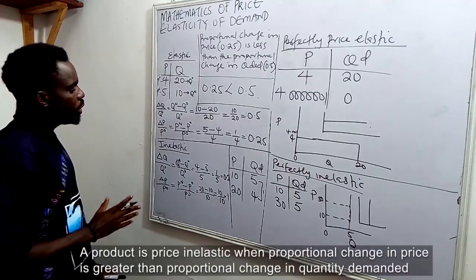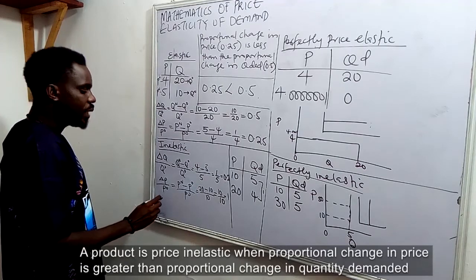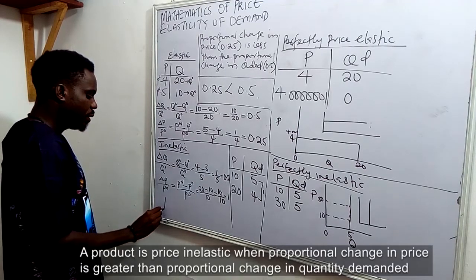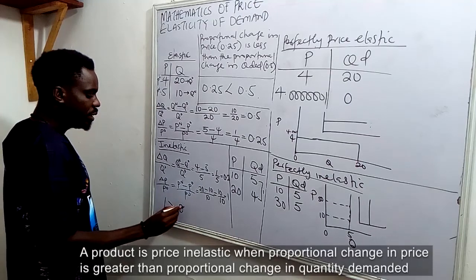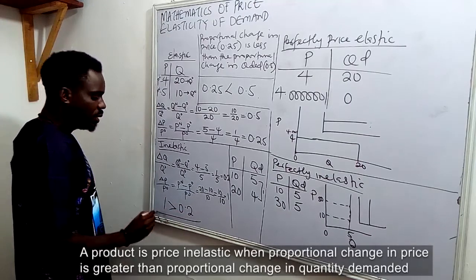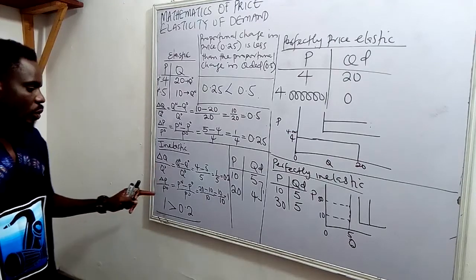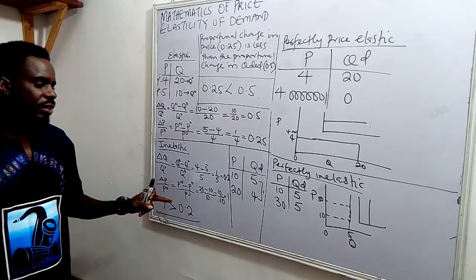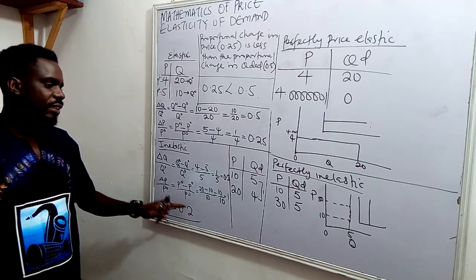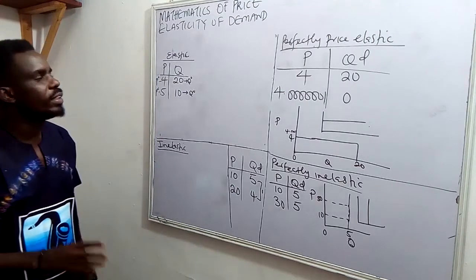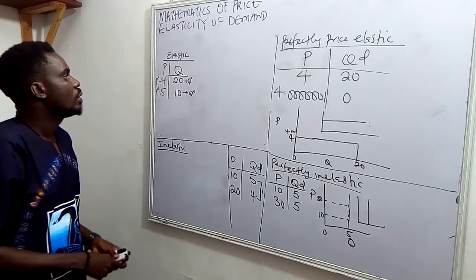Therefore, a product is price inelastic when the proportional change in price, which is 1, is greater than the proportional change in quantity demanded. A product is price inelastic if proportional change in price is greater than proportional change in quantity demanded as established. Now we want to establish the coefficient of price elasticity of demand.